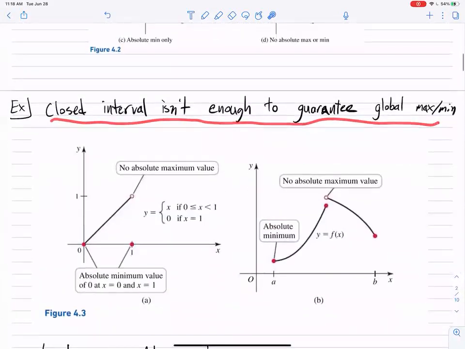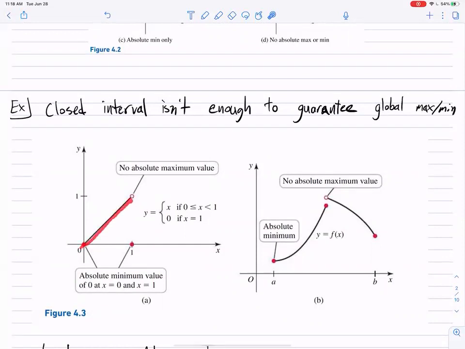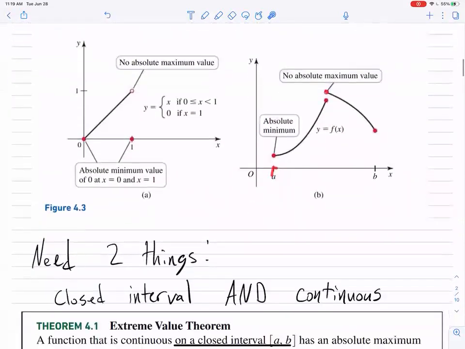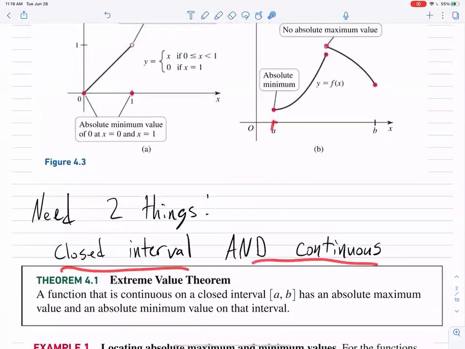For instance, here's an example of a closed interval where there is no absolute max because this is the piecewise function that's that. But then if you plug in 0 or if you plug in 1, you get 0. And so it wants to go to this value, but the actual value is there. And so there is no max. Similar for this one, we have this piecewise function and that's really the highest value, but it doesn't actually exist, even though it's defined on a closed interval. And so in order for it to have an absolute max, it needs to be a closed interval and continuous.